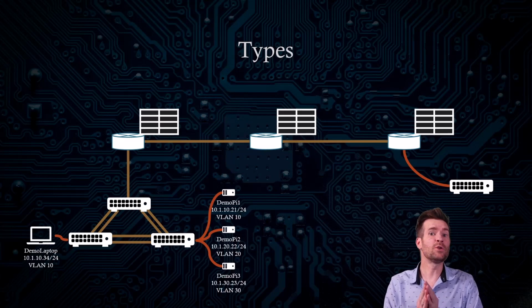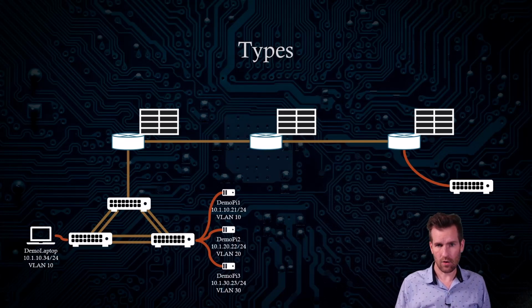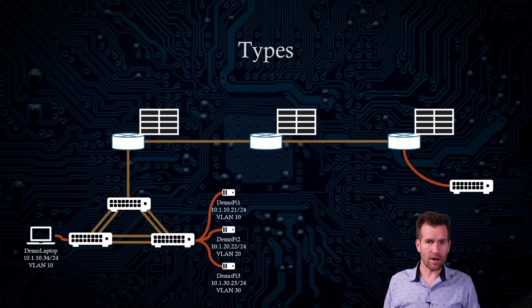So let's go over a few different types of static routes that we would encounter. One of them is a standard route, one is a default route, one of them is a floating route, and then we have a summary route.